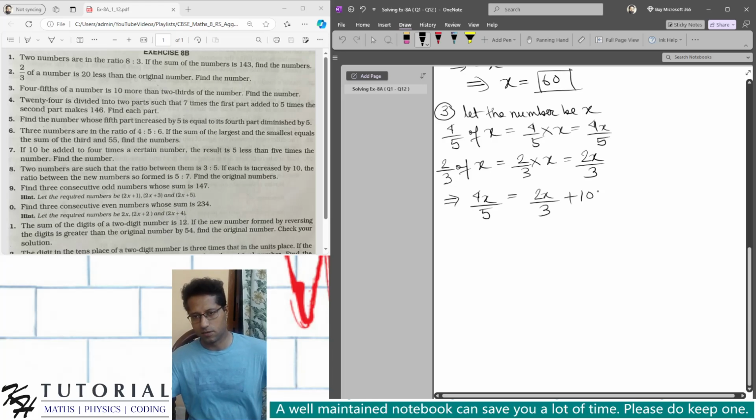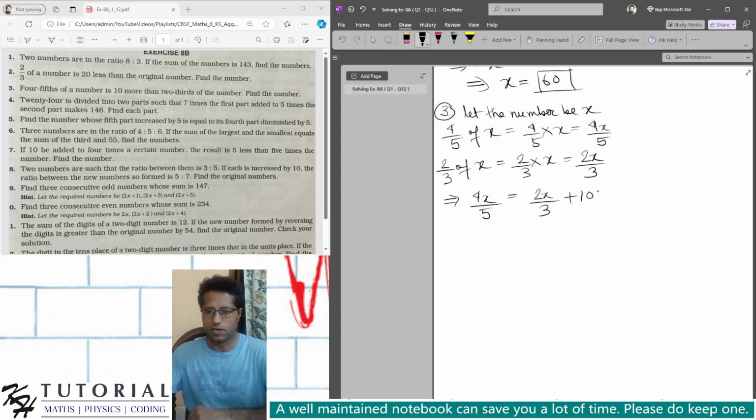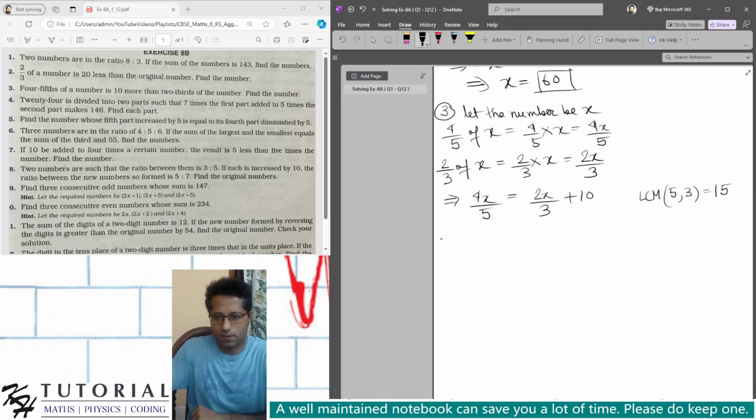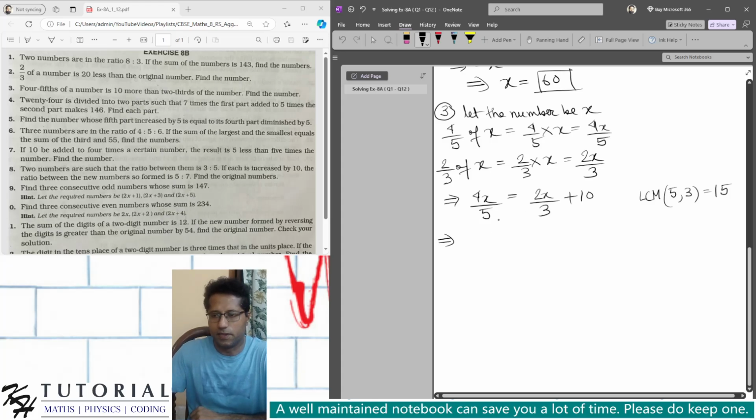Now this is a linear equation, but not in simple form, because we are having two rational terms. The LHS is a rational term, and the first term of the RHS is a rational term. And we know that we need to find the LCM of the denominators of the rational terms. So the LCM of 5 and 3 is 15. So we will multiply both sides by 15, and we get 15 multiplied by 4x by 5 is equal to 15 multiplied by the RHS, that is 2x by 3 plus 10.